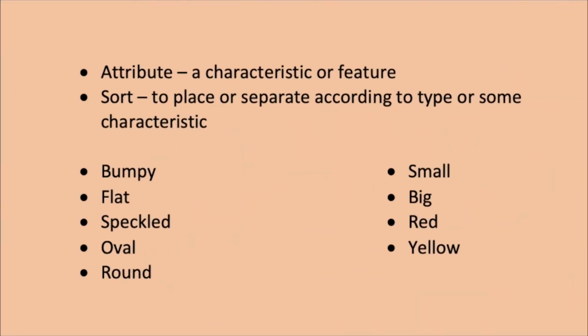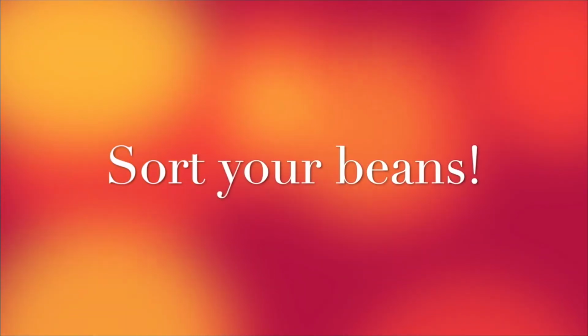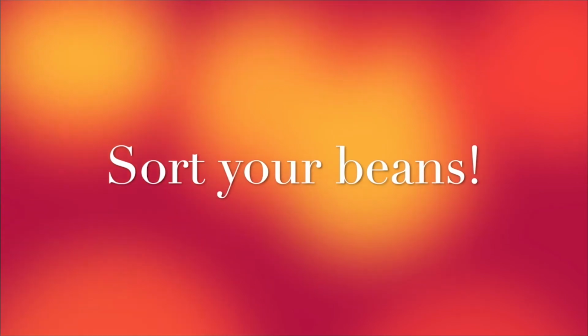Before we begin sorting, let's talk about some more attribute words that we could use to sort our beans or other items. We could sort things into bumpy, oval, speckled, or only red things. Pause the video here to begin sorting your beans or other items.